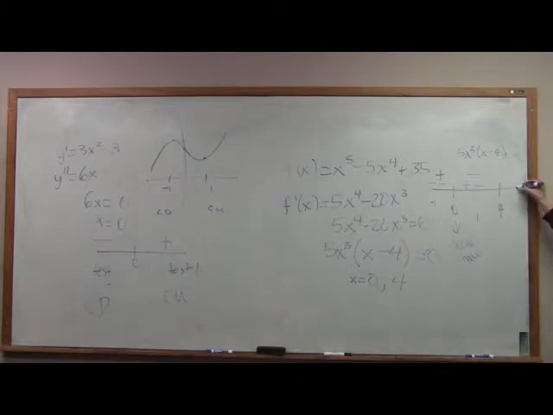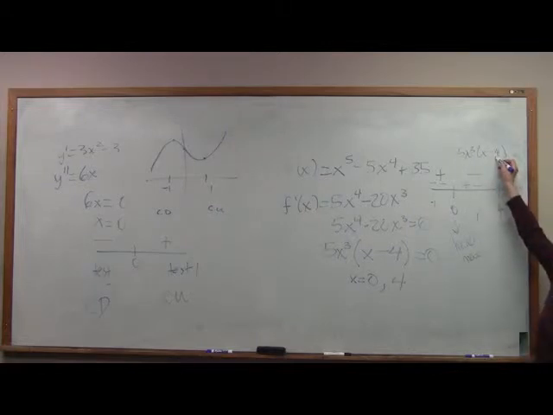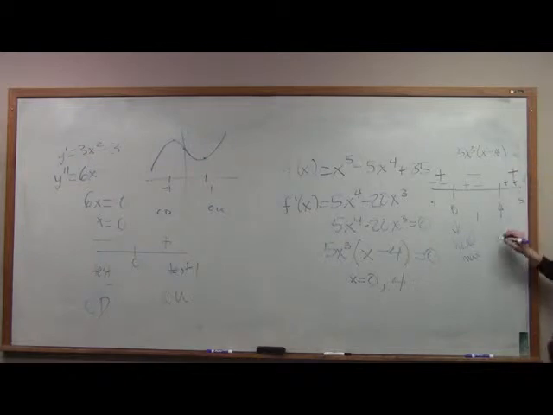Let's see what happens when we're bigger than 4. We can test 5, and I think you'll grant me that if I plug 5 into both of these terms, they're positive, the whole thing is positive, and therefore we have a local minimum at 4.